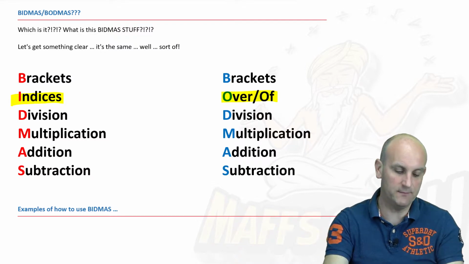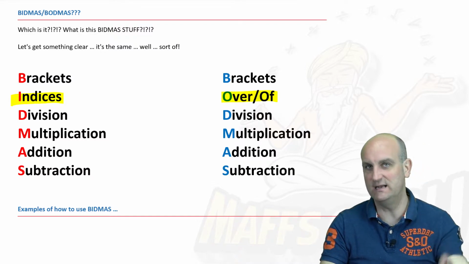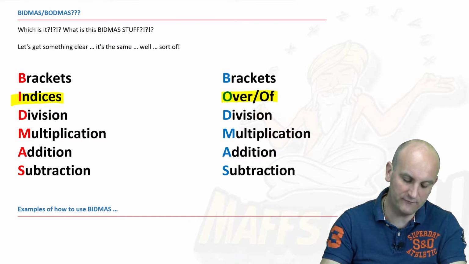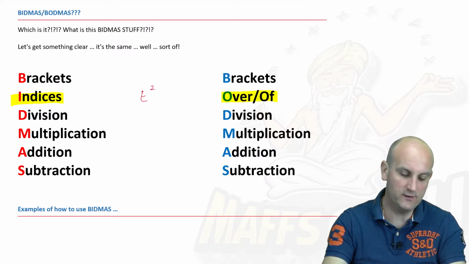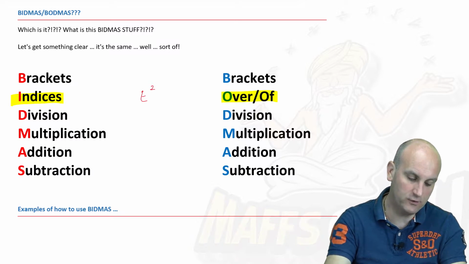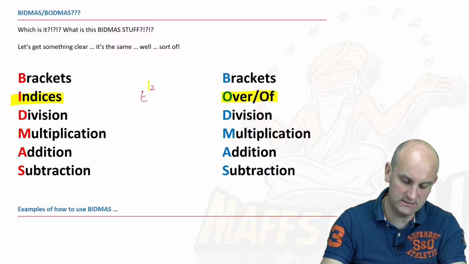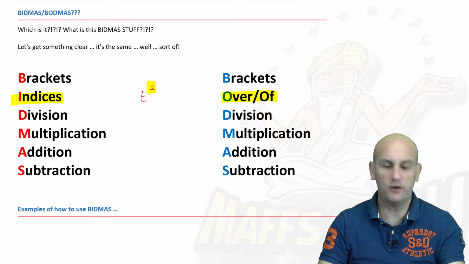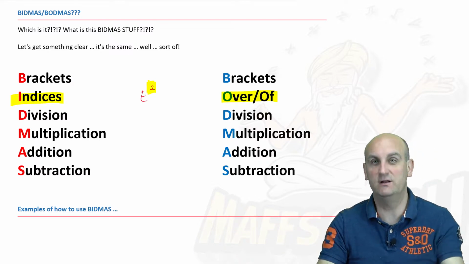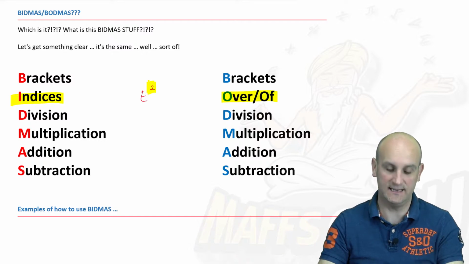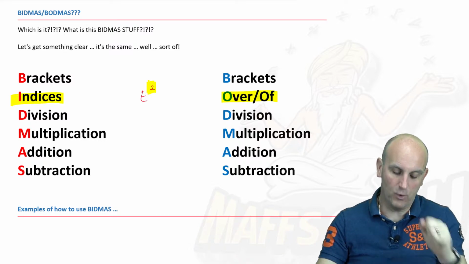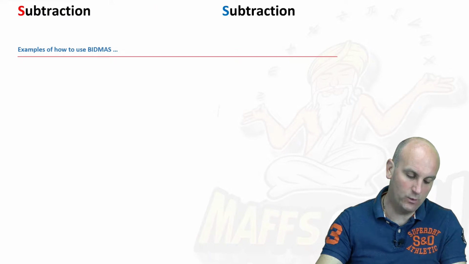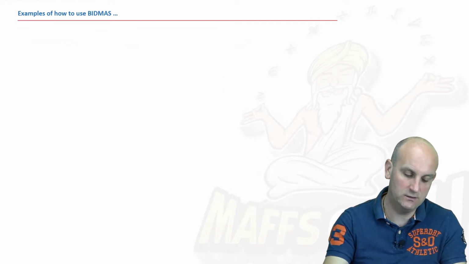But at this moment in time, I actually think that brackets, indices, and what is an indice? It's a floaty number. What's a floaty number? It is a number what floats. So for example, if I had t with a little floaty 2, that floaty 2 there is, in my view, called an index. I can't call it brackets, floaty numbers, division, multiplication, because it doesn't make any sense. So I'm always going to use BIDMAS.